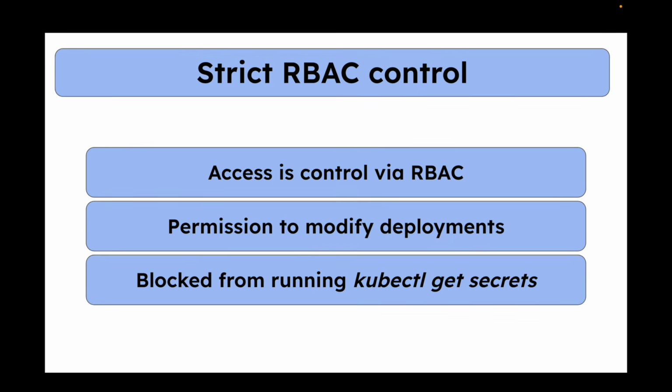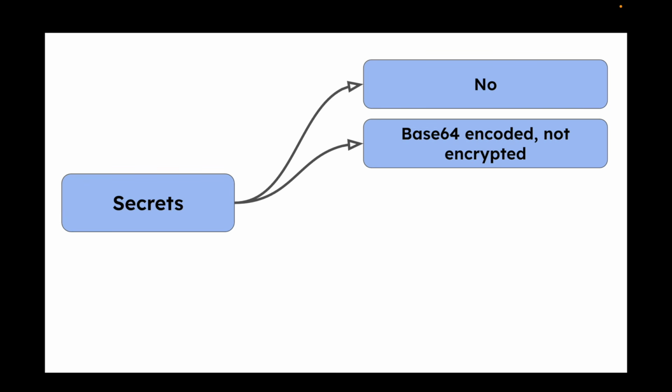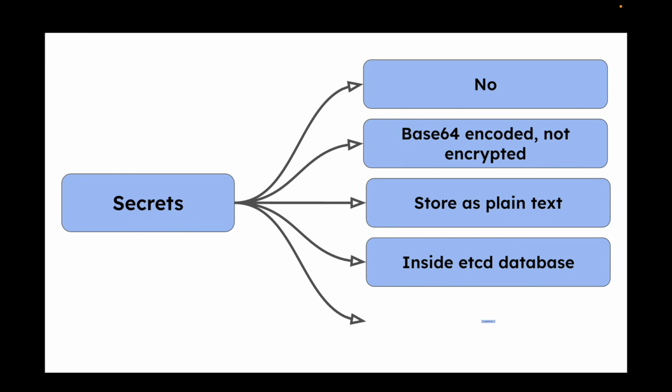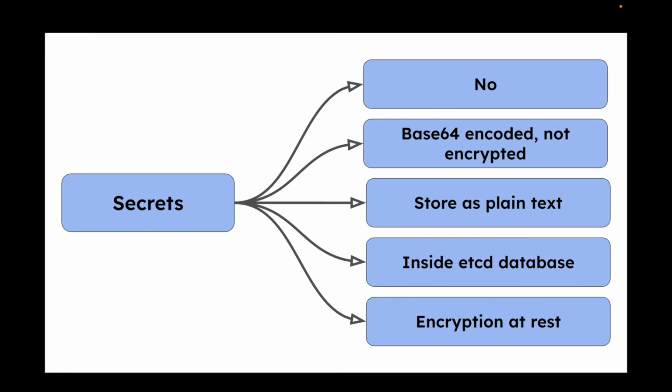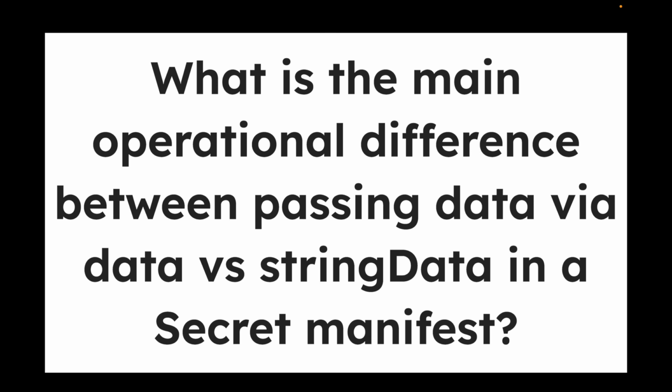Now let's look at some of the common native questions that we can expect from here. The first question we have is, are native Kubernetes secrets encrypted by default? The answer is no. By default, Kubernetes secrets are merely base64 encoded, not encrypted. They are stored as plain text inside the etcd data store unless the cluster administrator has explicitly configured encryption at rest using KMS provider.